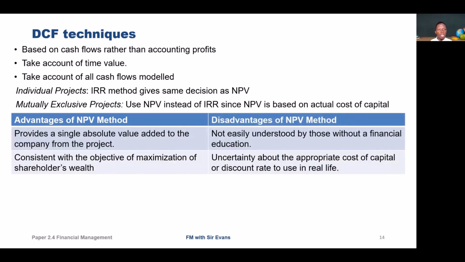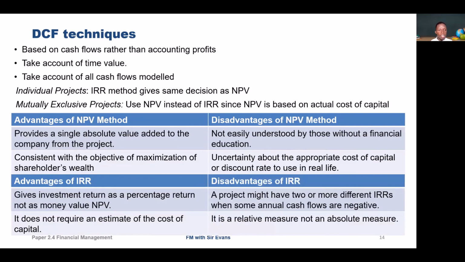Now, for individual projects, the IRR method will give the same decision as NPV, but for mutually exclusive projects, we should use NPV instead of IRR. A mutually exclusive project is one where the acceptance of one project prevents us from engaging in the other, while for individual projects, we can do both at the same time. So for mutually exclusive projects, we need to use NPV to make the decision, since NPV is based on the actual cost of capital.